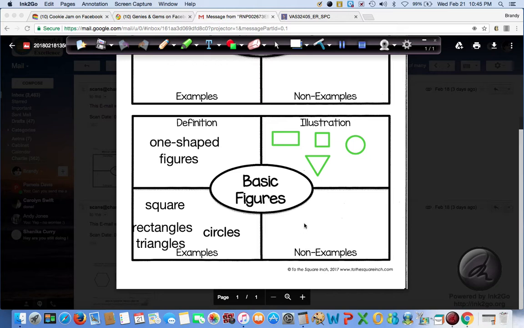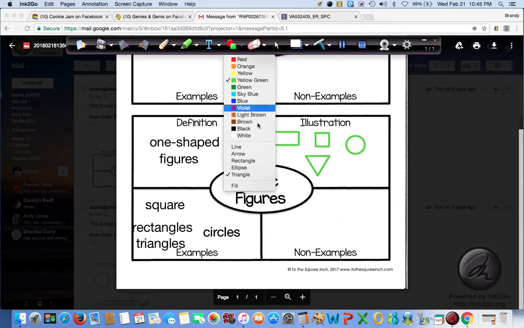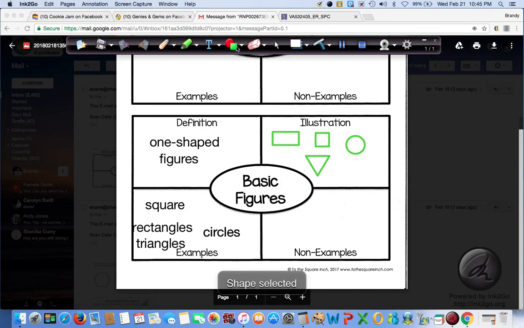A non-example would be if you mashed up more than one shape. A very common one would be if you took something like this. So if we made a rectangle here and then another one here, and the way you would normally see this is without this piece in the middle. So it kind of looks like an L shape. This would be a non-example of a basic figure because it's actually two figures stuck together.